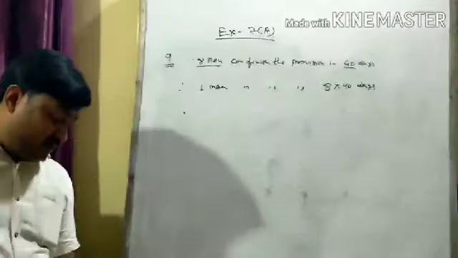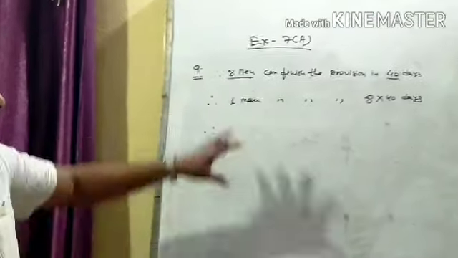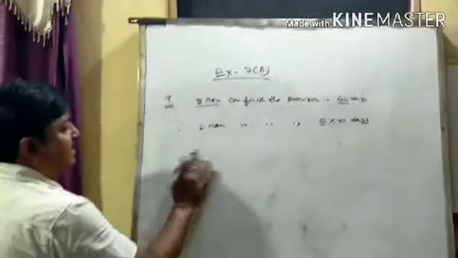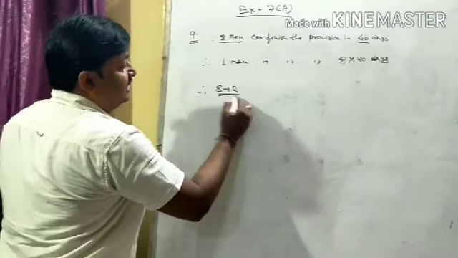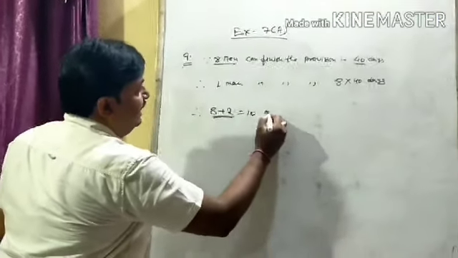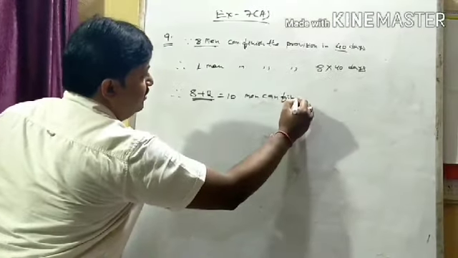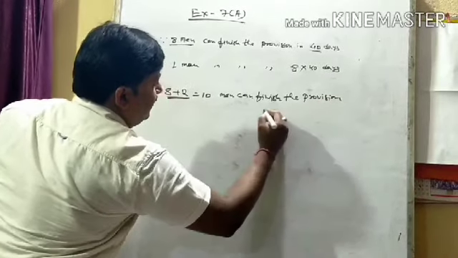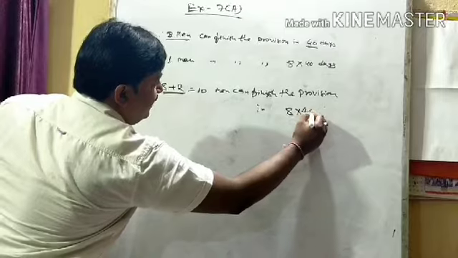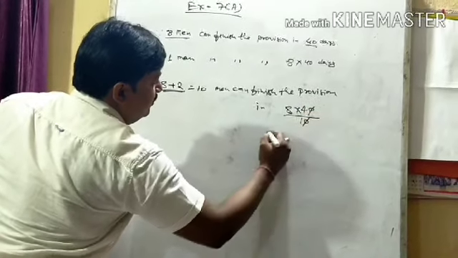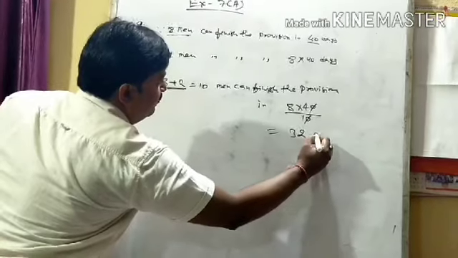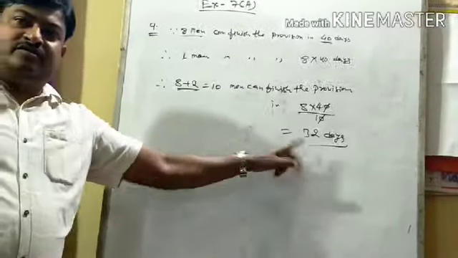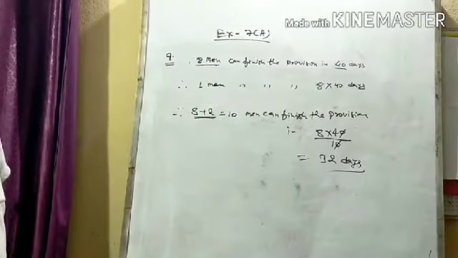So how many men will be joined? 2 men. 2 more men, means already 8 men are there, 2 men will be increased. Therefore, total men is 8 plus 2, that is 10. So 10 men can finish the provision in 8 into 40 by 10, that is 32 days. Therefore, provision lasts for 10 men is 32 days. So, this is your solution.